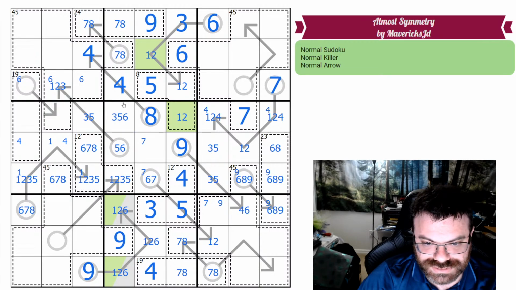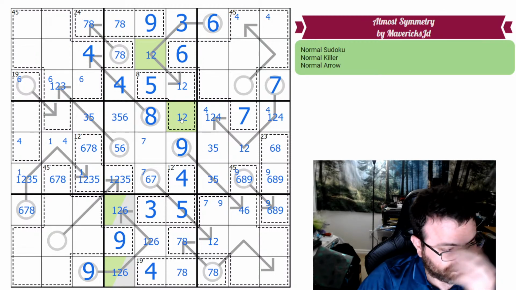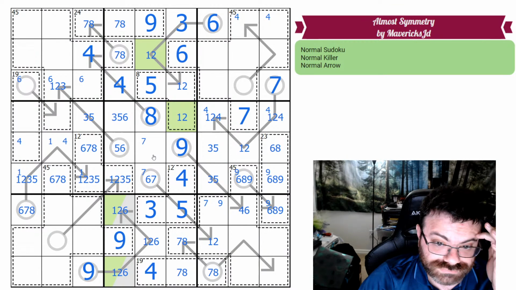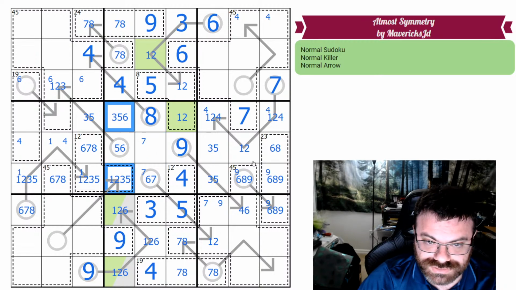You guys are doing complex stuff here. Give me a sec, I just got this. Three is now limited to these two. I don't know if that helps.